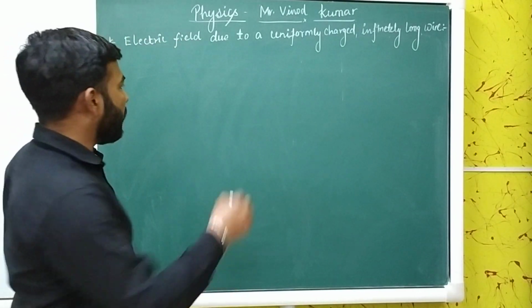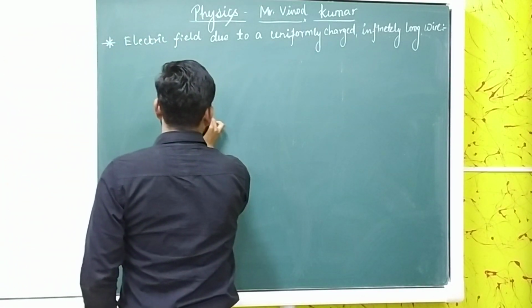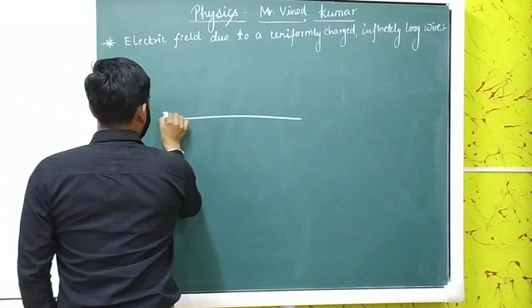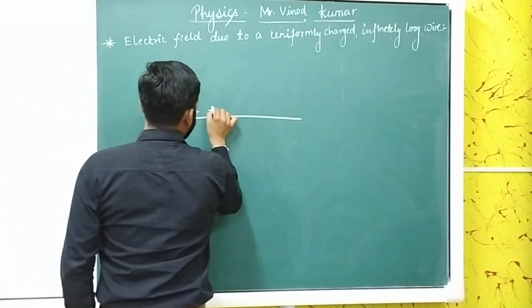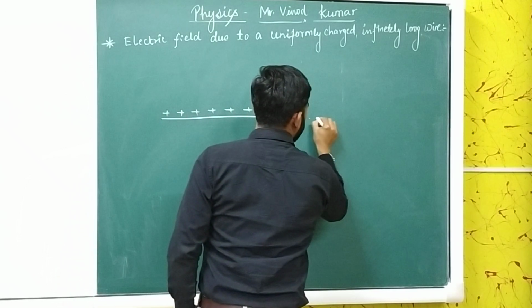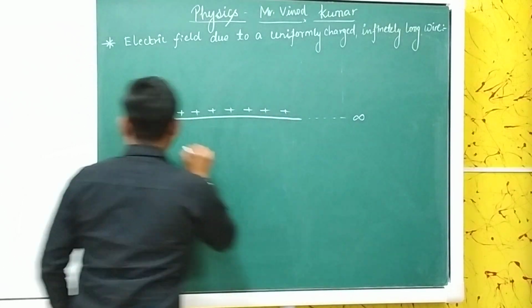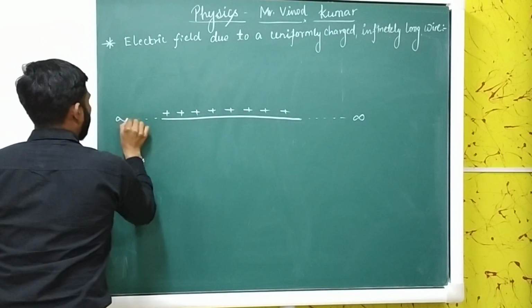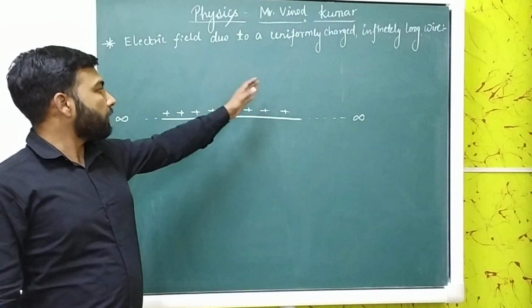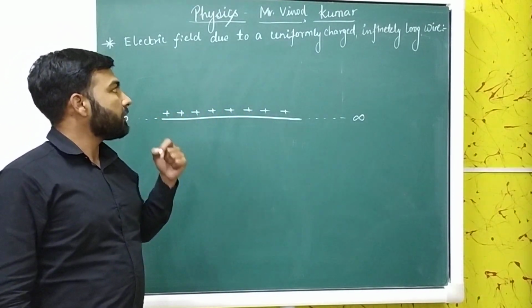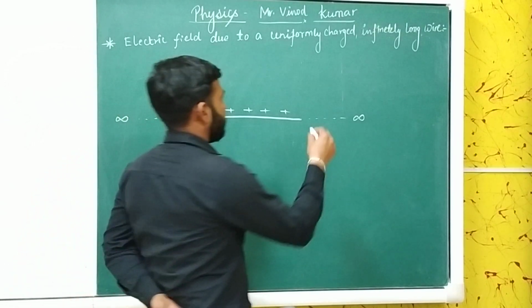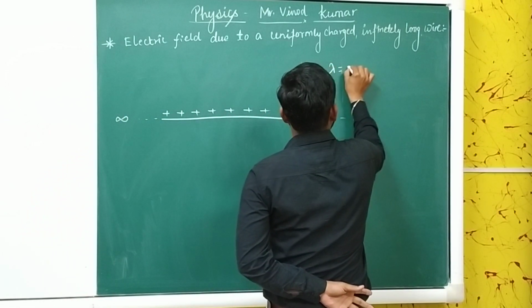Let us say we have an infinitely long wire, such that plus Q charge is placed here, and this wire is infinitely long. As we can see, this wire is uniformly charged, and its linear charge density is lambda.